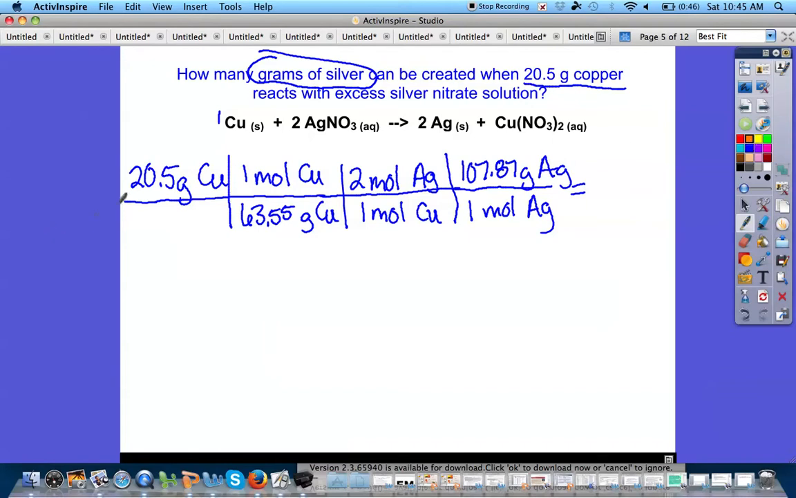So take a look back here. All of our units should cancel except for grams of silver, and they do. So we're going to take 20.5 times 2 times 107.87, then divide that by 63.55, and I got 69.59 grams of silver. Okay, so this calculation is nothing different than what we've already been working with in this unit.